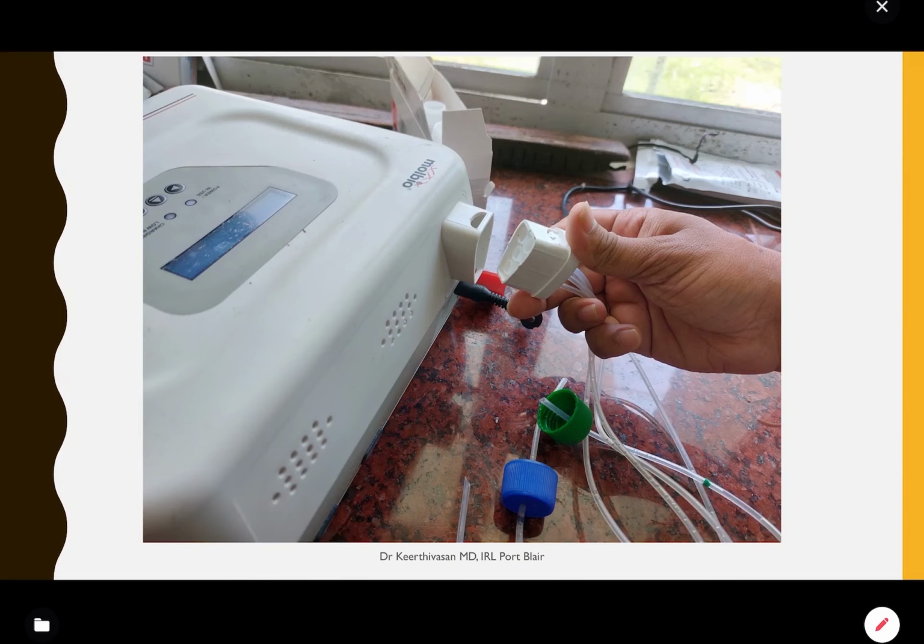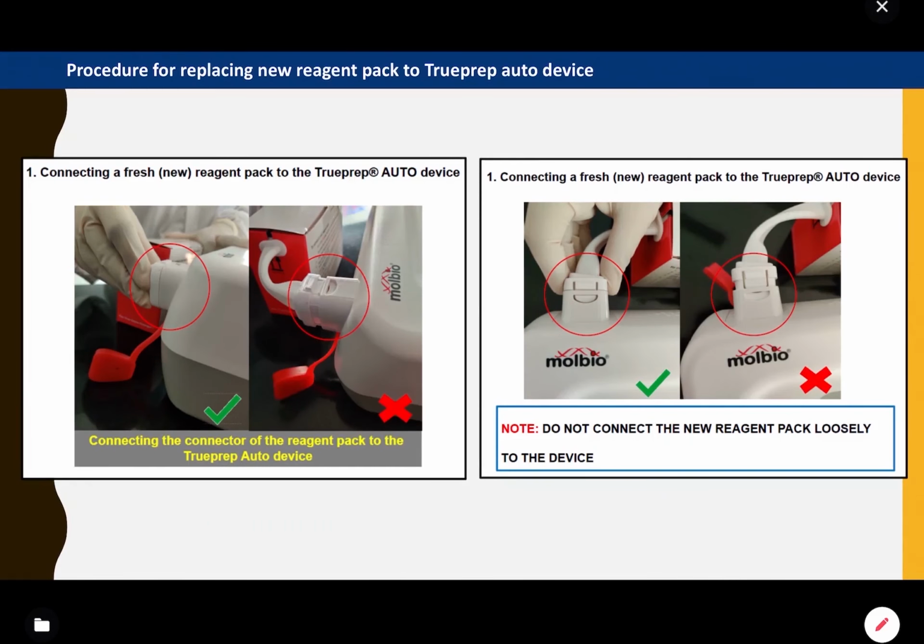You have to attach this particular end of the tube to our TruePrep Auto machine. You have to see that this is properly attached. Here you can see this particular portion comes inside and it attaches. It should never be kept loose in this fashion, because then the buffer will leak and your test will not be done properly. So always check that your new reagent pack is connected properly and tightly to the connector.